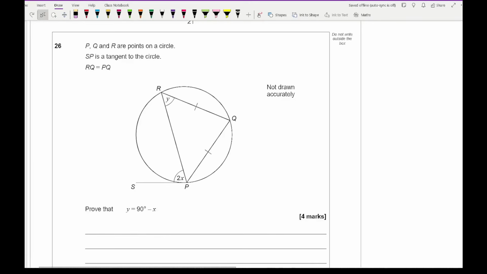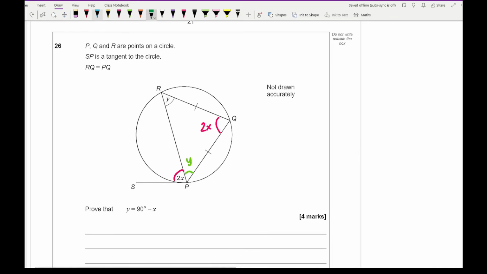Then moving on to question 26, it says P, Q and R are points on a circle. SP is a tangent to the circle and RQ equals PQ. Prove that y equals 90 minus x. Well, for starters, if we've got a tangent, we know the alternate segment theorem means that RQP is going to be 2x. Now, this triangle RQP is isosceles, because we know that RQ is equal to PQ, so this angle here must equal y as well.